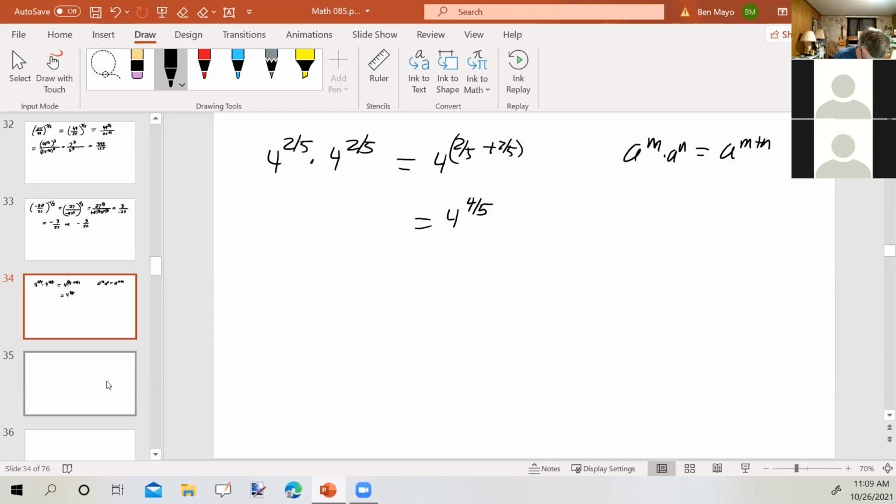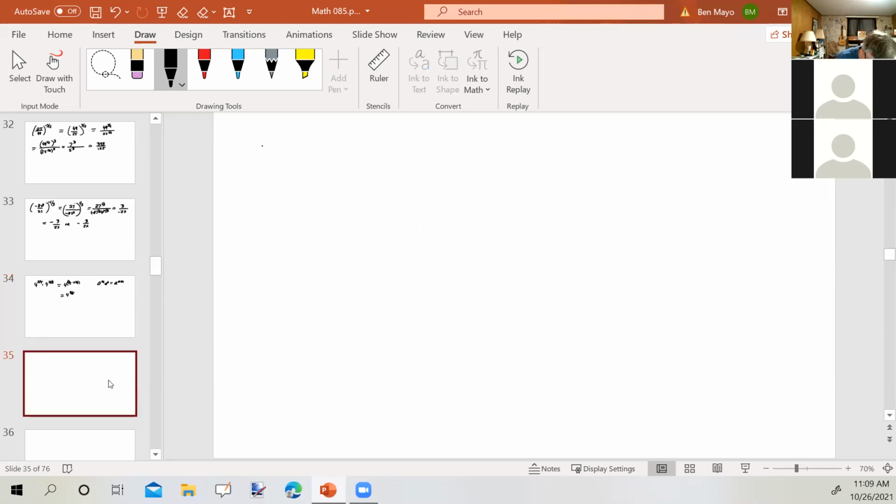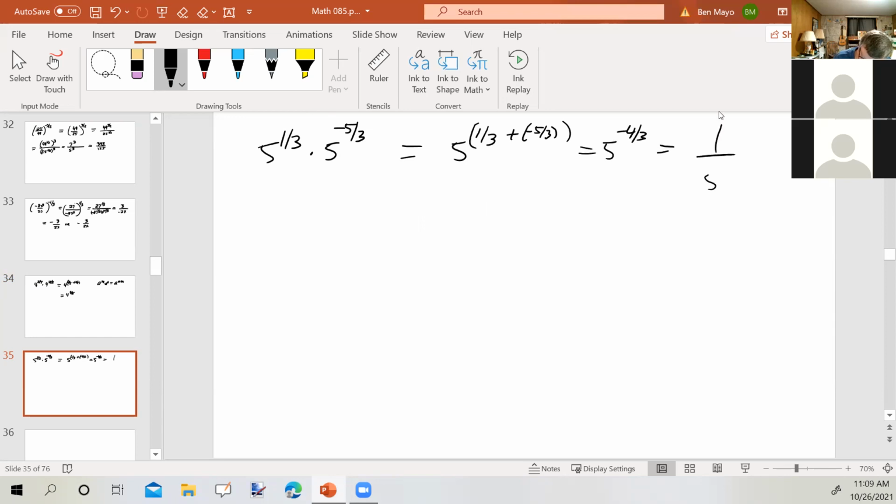How about this one? 5 to the 1/3 power times 5 to the negative 5/3 power. So this would be 5 to the 1/3 plus negative 5/3, okay, which is 5 to the negative 4/3 power, which is 1 over 5 to the positive 4/3 power. Okay with that?